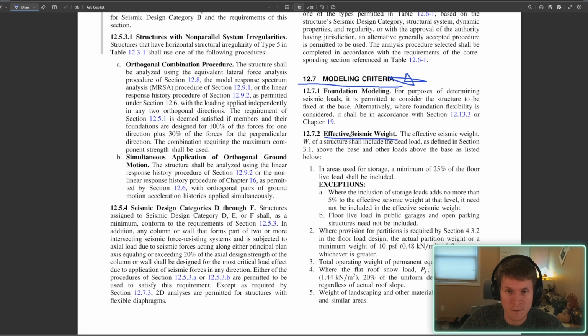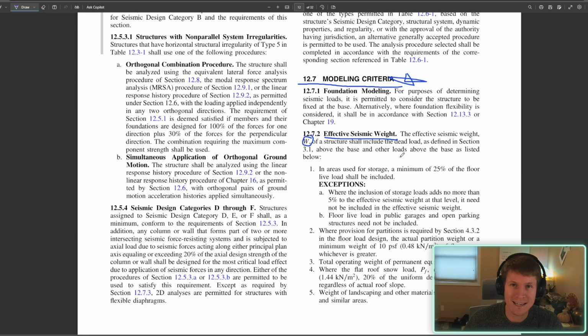Now, the effective seismic weight, W, or capital W, of a structure shall include the dead load as defined in section 3.1. That's just taking you back to the dead load chapter and where the definition lies for dead load. Above the base and other loads above the base as listed below. So effective seismic weight, all boiled down, is just the self weight of the structure, the dead load. But they say, as well as some other things sprinkled in for special conditions.